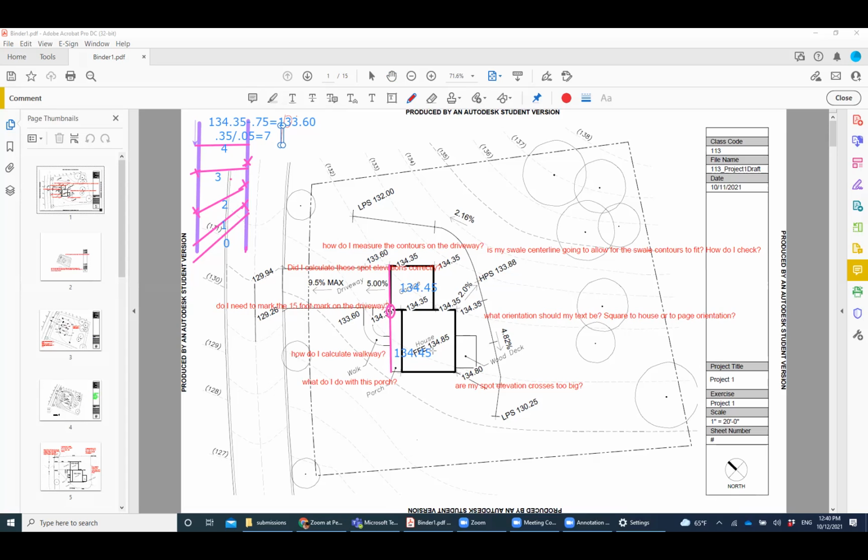So having your garage half foot below your house is a good thing, which means your patio, the ground, which I marked with the pink line here, the ground should all be at the same elevation, 134.35. Your porch could be at the same elevation, or it could be at the 134.85. It just means that I have one step here. Does that make sense? Yes, it does.